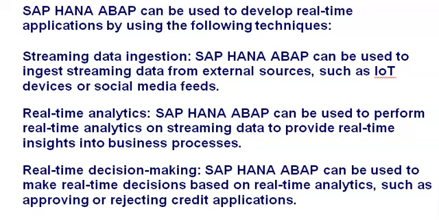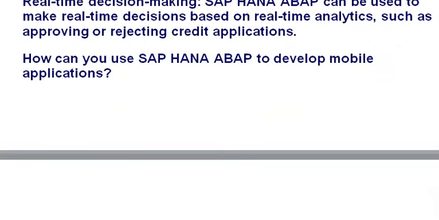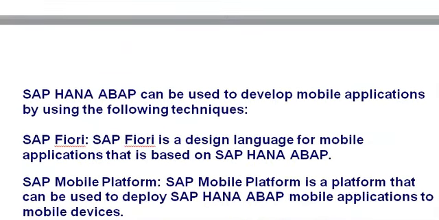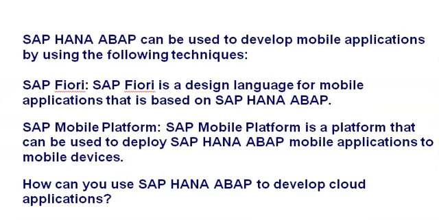Real-time decision making. SAP HANA ABAP can help make real-time decisions based on real-time analytics, such as approving or rejecting credit applications. How can we use SAP HANA ABAP to develop mobile applications? SAP HANA ABAP can be used to develop mobile applications by using the following techniques. We have SAP Fiori.